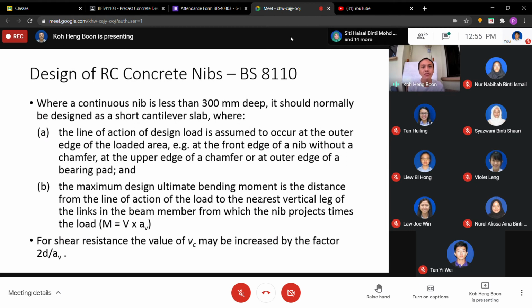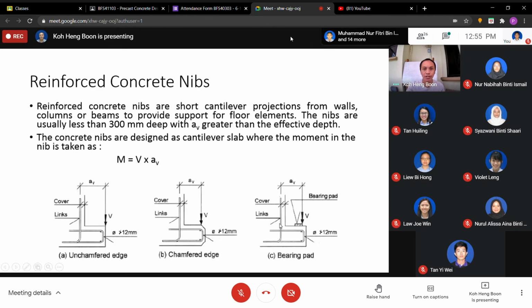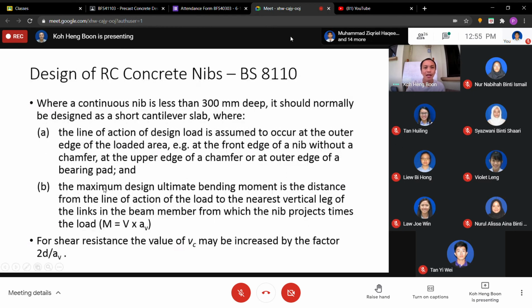You refer to BS 8110. Actually BS 8110 or Eurocode, the same thing. In Eurocode also, we can enhance the shear resistance. Where a continuous nib is less than 300 mm deep, it should normally be designed as a short cantilever slab, based on these three conditions I already explained. And the moment M is V multiplied by AV.